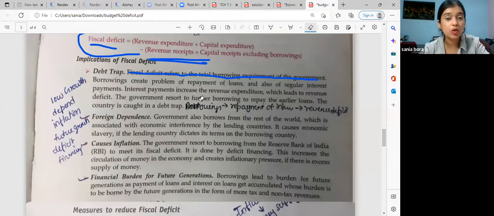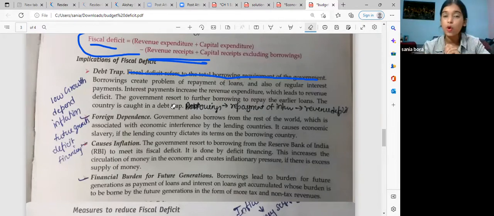The government resorts to further borrowing to repay their earlier loan. Now, what is the government doing? Resort means the government is depending on further borrowing just to pay the previous one. Just be very careful, what is written? Government has to borrow money. Why? Just to pay the earlier loan. Whichever loan I took in early days, just to pay that loan, I have to go for further borrowing. Okay, and the country is caught in debt trap.